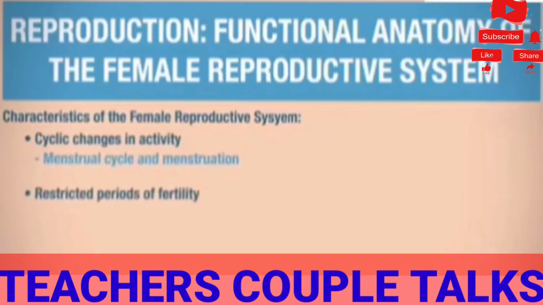There are periods of restricted fertility, and that is occurring during ovulation. And females have limited gamete production. In other words, females are born with a set number of oogonia. Oogonia, these are the female gametes. Females are born with a set number. We don't make more oogonia throughout life. This is a pool that's established at birth, and that's all the oogonia females will ever have.